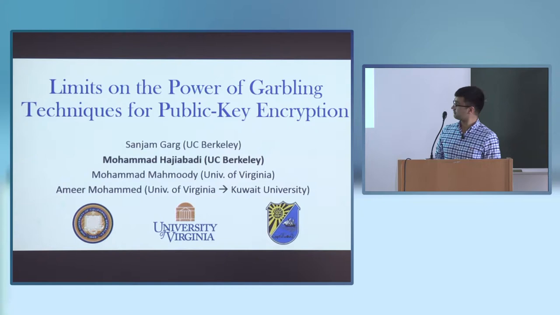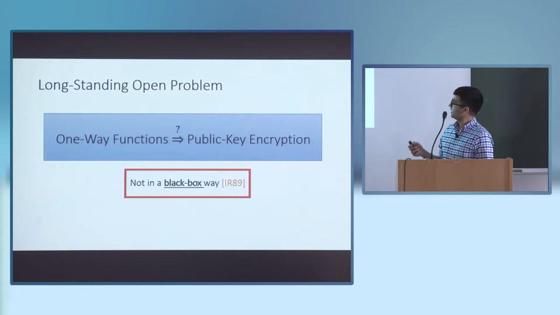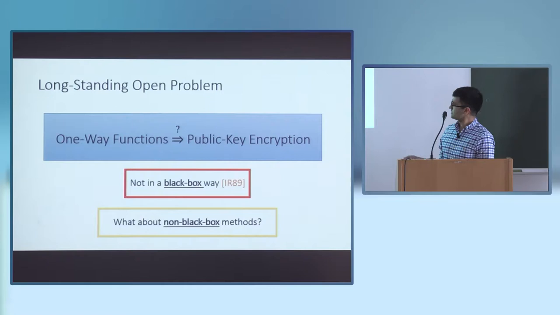All right, so what is the starting point? As we all know, a long-standing open problem in crypto is whether we can build public key encryption or even key agreement from one-way functions. And we know by a classical result of Impagliazzo and Rudich that you cannot use one-way functions in a black box way to build public key encryption. This immediately raises the question of whether we can use non-black box techniques in order to bridge the gap between public key encryption and one-way functions.